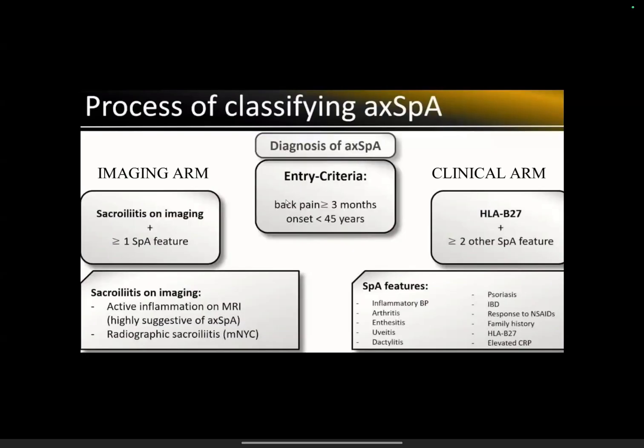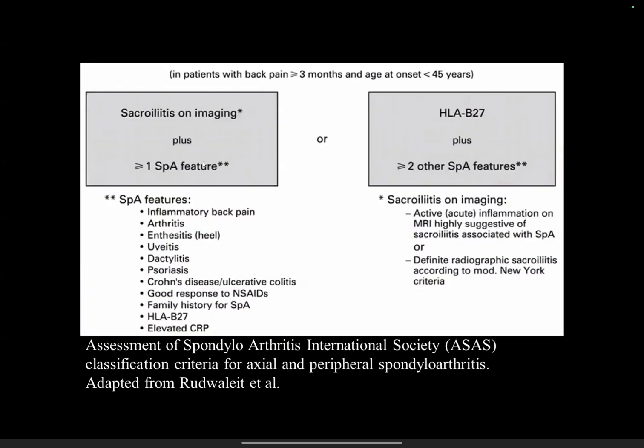So all of them together make it highly suggestive of SPA. Now, what we mentioned, imaging arm and clinical arm. Imaging arm is sacroiliitis on imaging plus one SPA feature, the features we have discussed. Clinical arm is HLA-B27 plus two SPA features. And back pain with age of onset less than 45, and back pain more than 3 months.